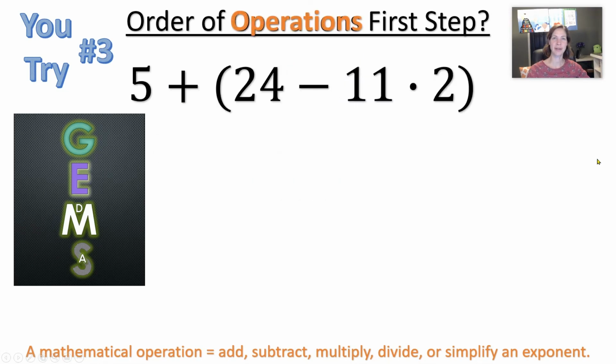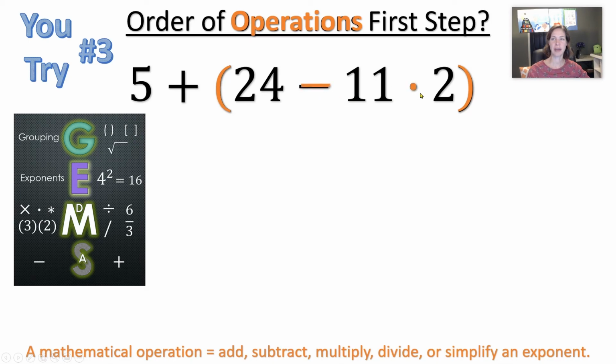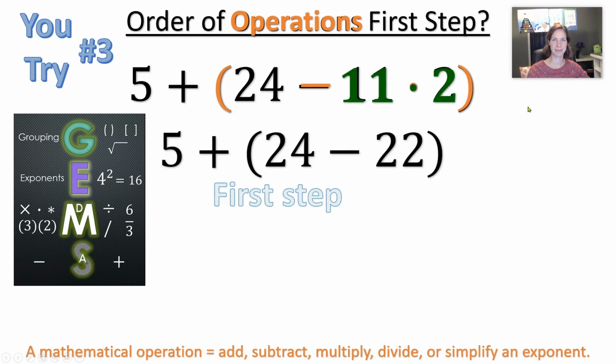You try number 3. What is the first step? So for this one, we have grouping symbols, which is the parentheses. So inside the parentheses, we're looking at subtraction or multiplication. Multiplication comes before subtraction. So 11 times 2 is the first step. That's it for order of operations.